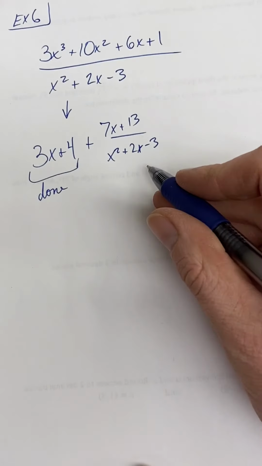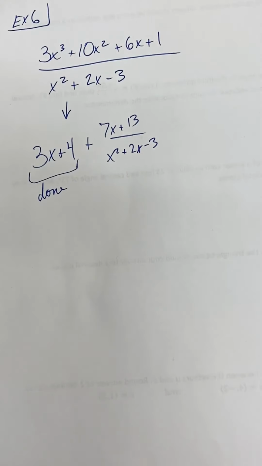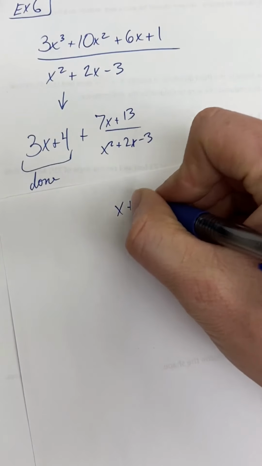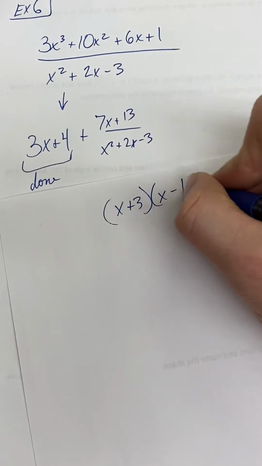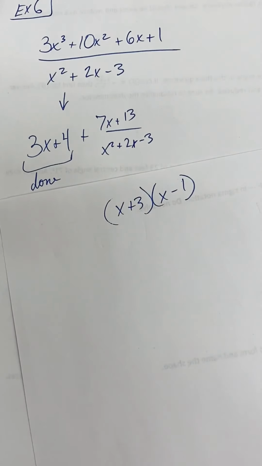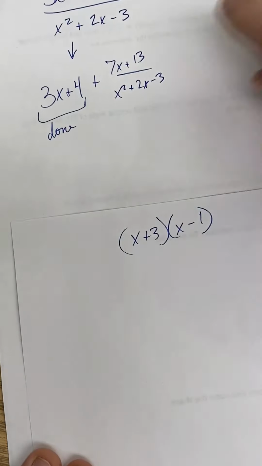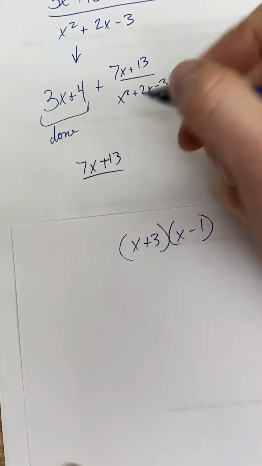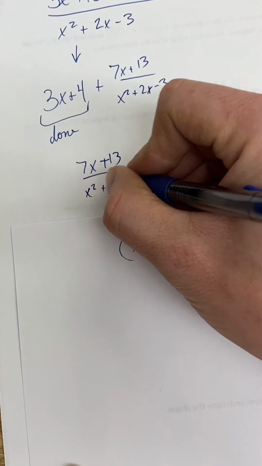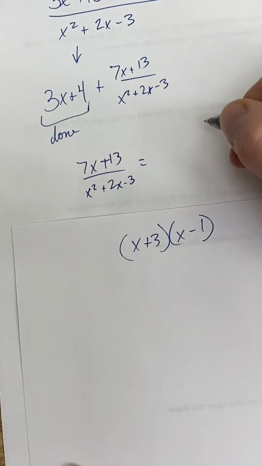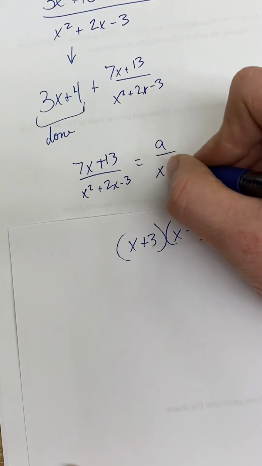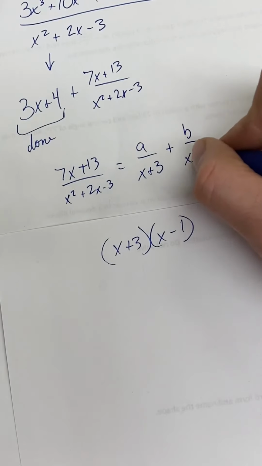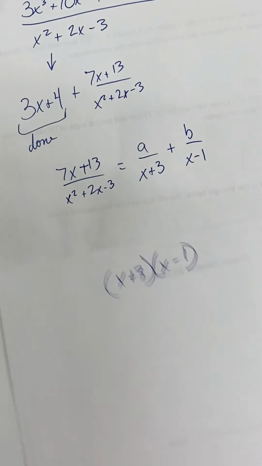All right, so let's break down this part. We've got, let's get this scratch paper out. Probably do that in our head, but anyway. x plus 3 and x minus 1. Seems like that would check out. So again, this is done. I'm going to just break down this part. The 7x plus 13 over x squared plus 2x minus 3 needs to be something over x plus 3 plus something else over x minus 1, since those are my two factors.